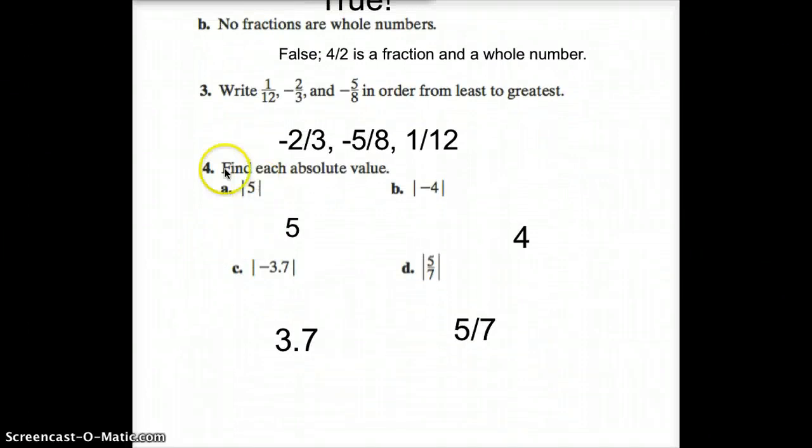Finding absolute value, the absolute value of 5 is 5, the absolute value of negative 4 is 4, and the absolute value of negative 3.7 is 3.7. The absolute value of 5/7 is 5/7.